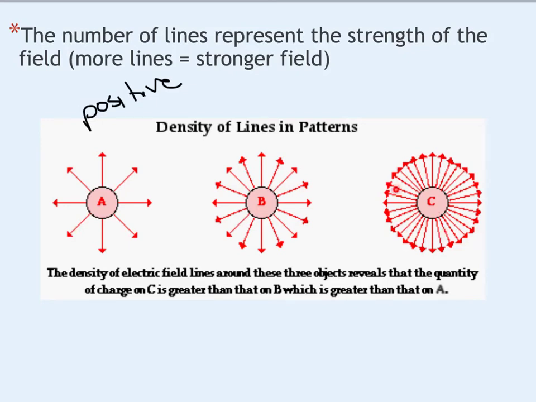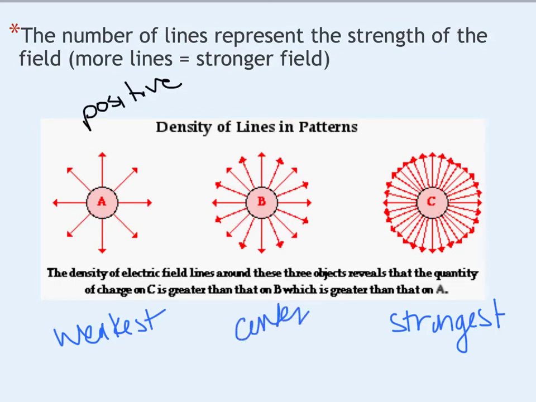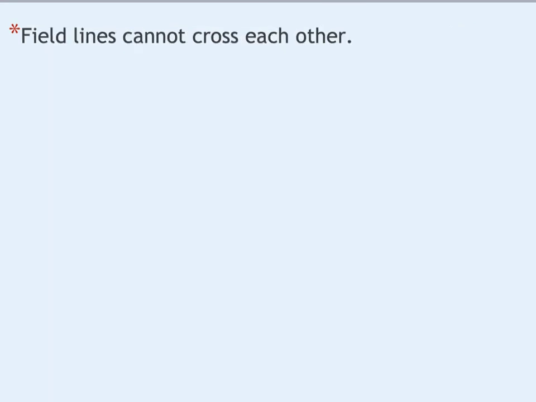So we can see that this one has the strongest electric field because it has more lines. And this is the weakest electric field because it has the least. Okay, so this one's just in the center. So the number of lines tells us how strong the field is. Okay, also field lines cannot cross each other.